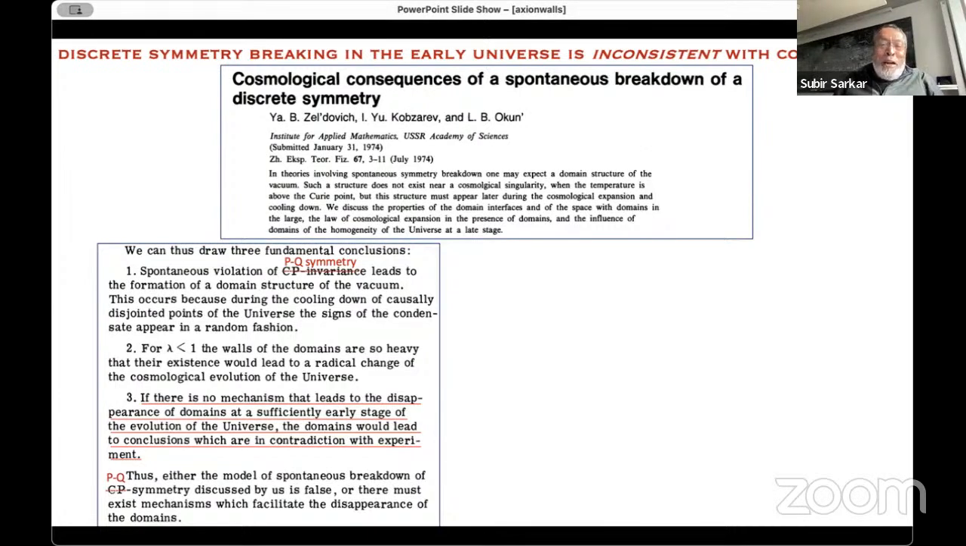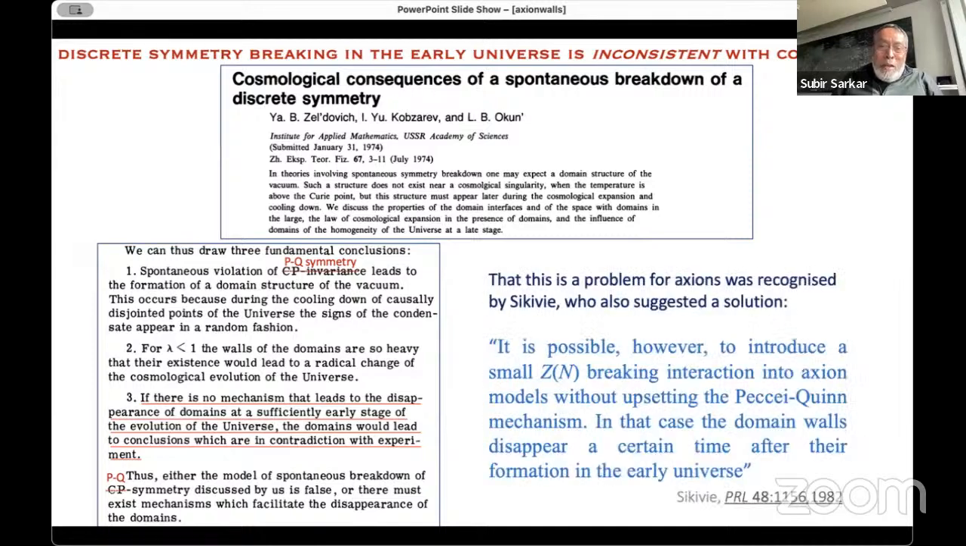So quite understated. Now, Pierre has actually spent most of his career working on axions, and he recognized that this was a problem for axion cosmology. But he also suggested a solution back in '82. He said, why don't we break that Z_N symmetry, the discrete symmetry, slightly, not so badly that it will upset the Peccei-Quinn mechanism, but enough that the domain walls will disappear a certain time after their formation. And that is a good idea, but we'll have to see if it actually can work in practice.